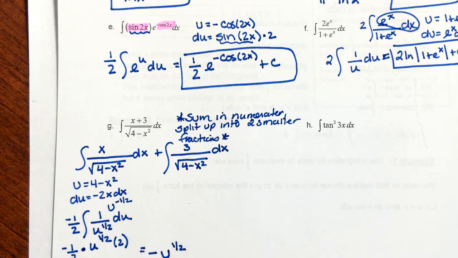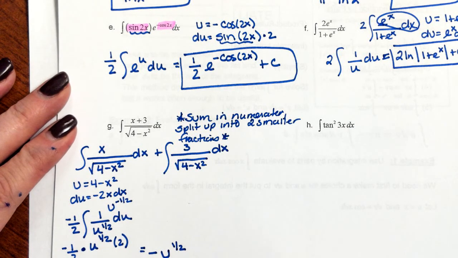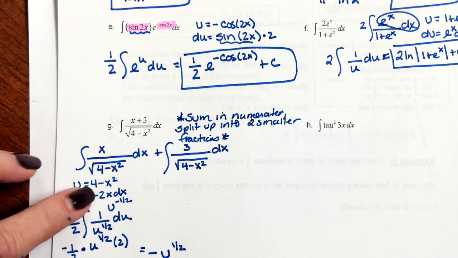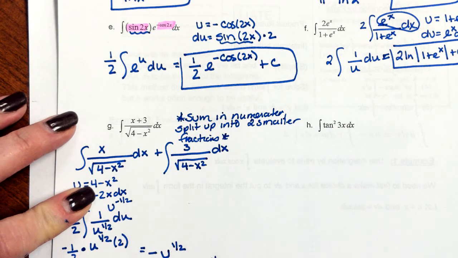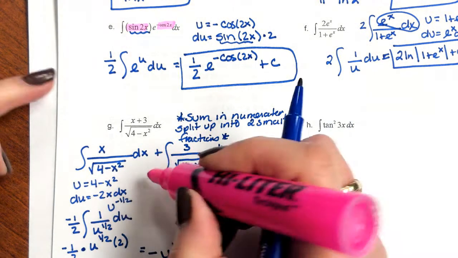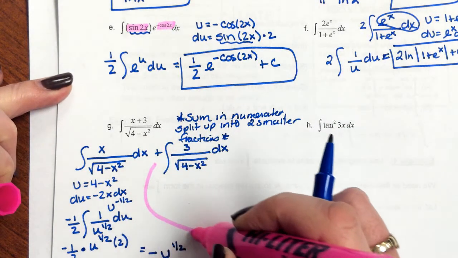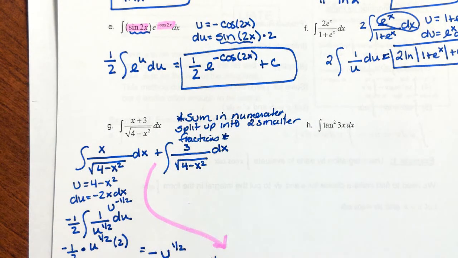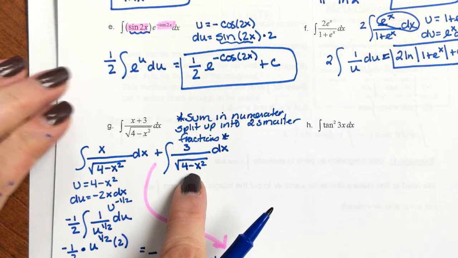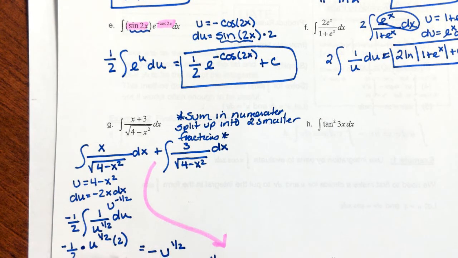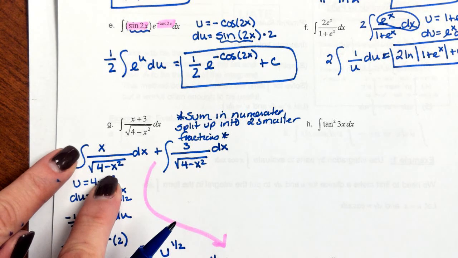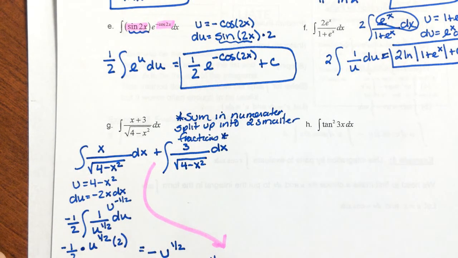So now what's a good idea is to write what your final answer is going to look like here. So I'm going to have a negative, remember what my u was, 4 minus x squared to the 1/2. Now remember, I'm going to have to add that to whatever the antiderivative of 3 over the square root of 4 minus x squared is going to be. So this comes from the integral of x divided by the square root of 4 minus x squared.